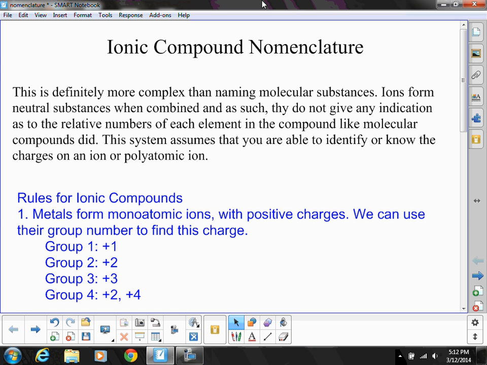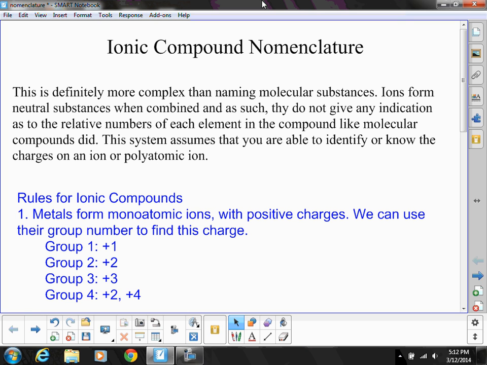Overall, though, the naming of ionic compounds involves naming the cation ion, naming the anion, and then slamming them together. And that's what it amounts to. But because of the way in which ions are named, it doesn't tell you how many of each ion there is, so there's some work involved there.